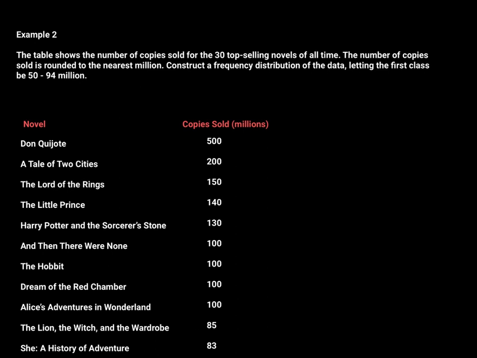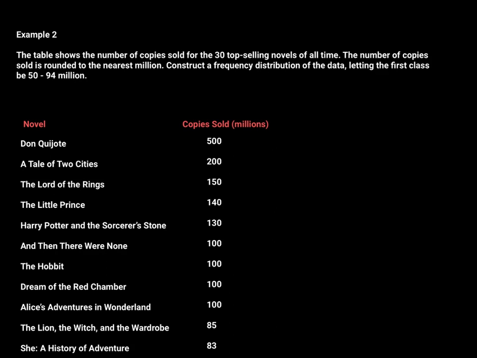All right, here we go. This table here shows the number of copies sold for the 30 top-selling novels of all time. The number of copies sold is rounded to the nearest million. We're going to construct a frequency distribution of this data, and we're going to let the first class be 50 to 94 million. Okay, I just want us to look at the table really quickly.